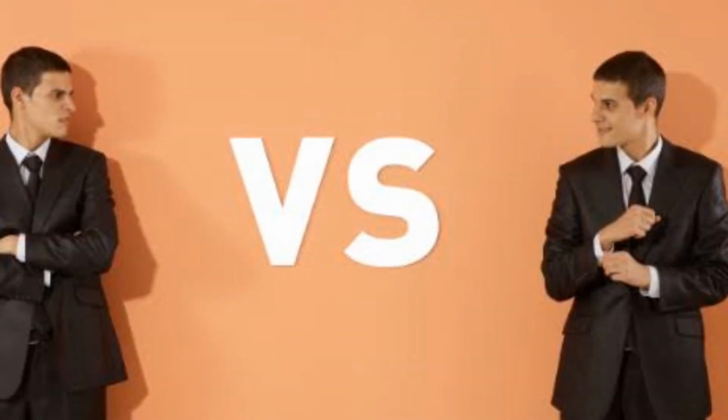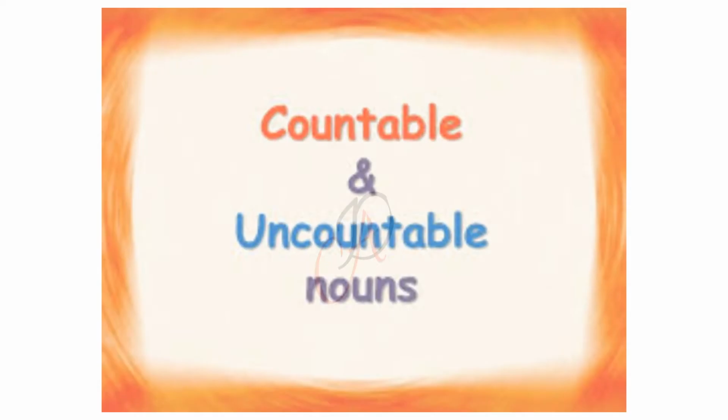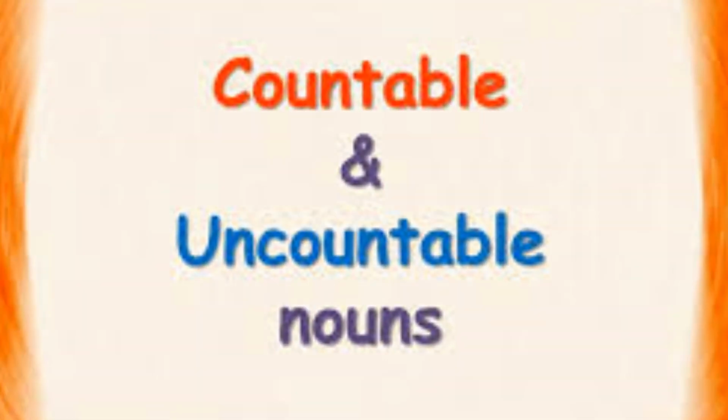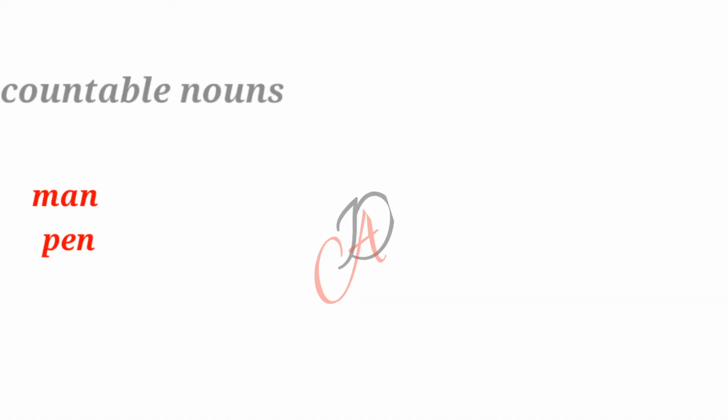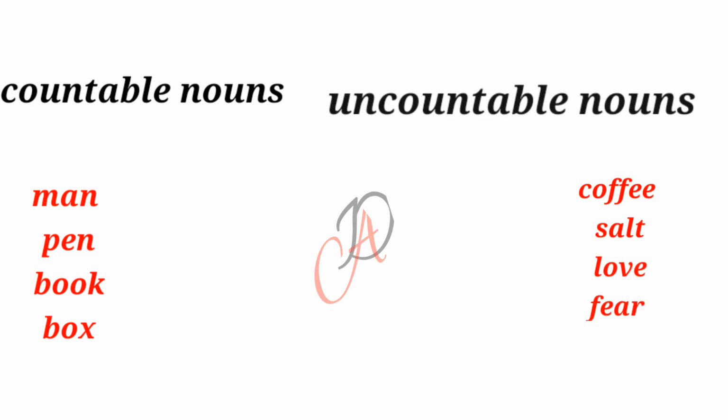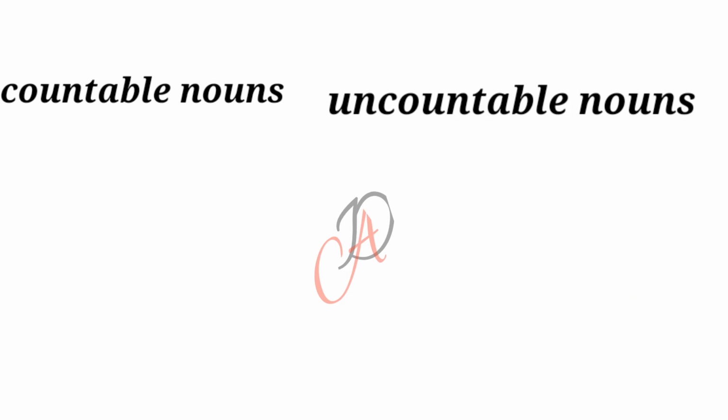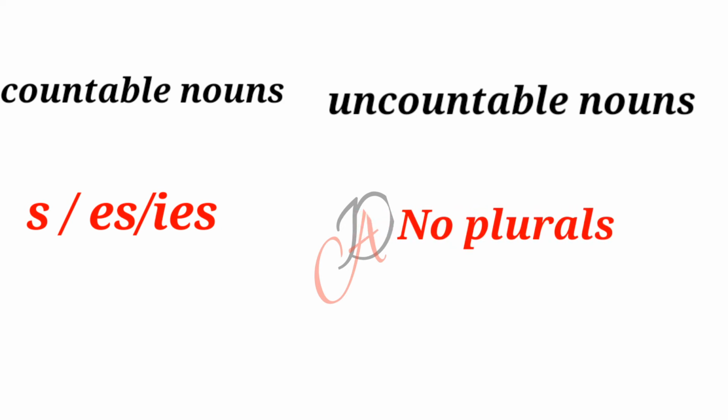Okay, now let's look at the major differences and usage of countable and uncountable nouns. First, let's take the example of countable nouns: man, pen, book, box. And in uncountable nouns: coffee, salt, love, fear, anger. And in the second point, in countable nouns, we use the plural forms like s or es or ies. And in uncountable nouns, we do not use any plural forms.